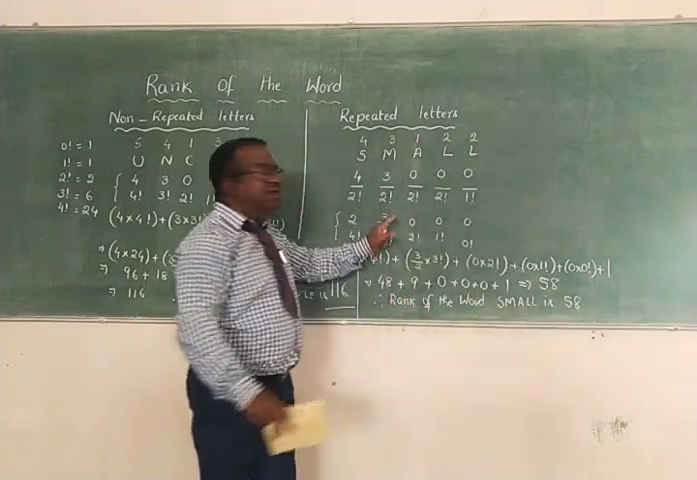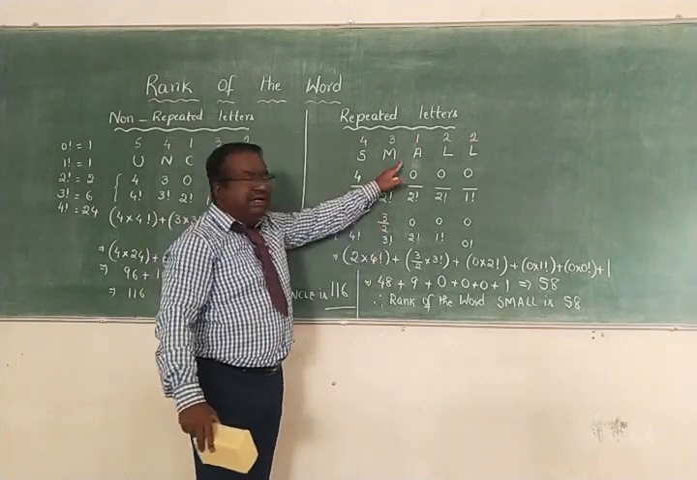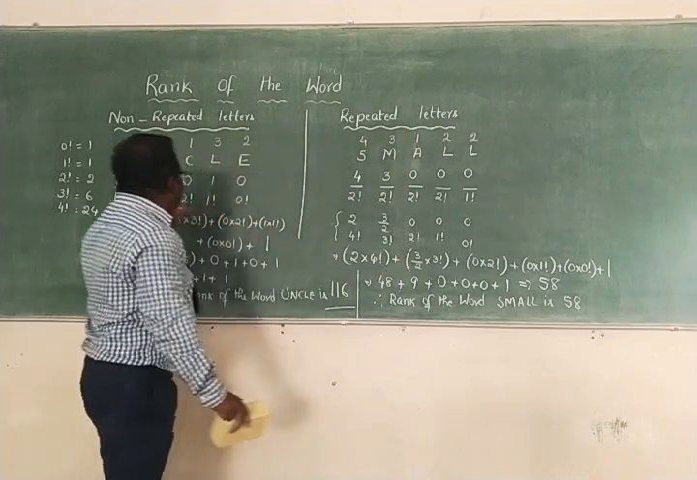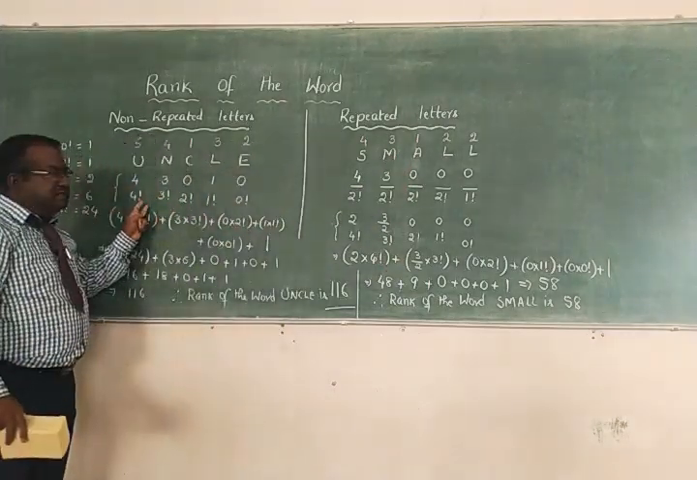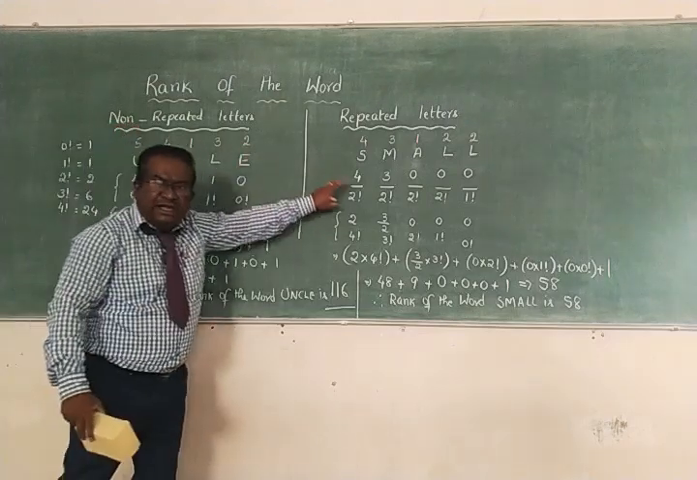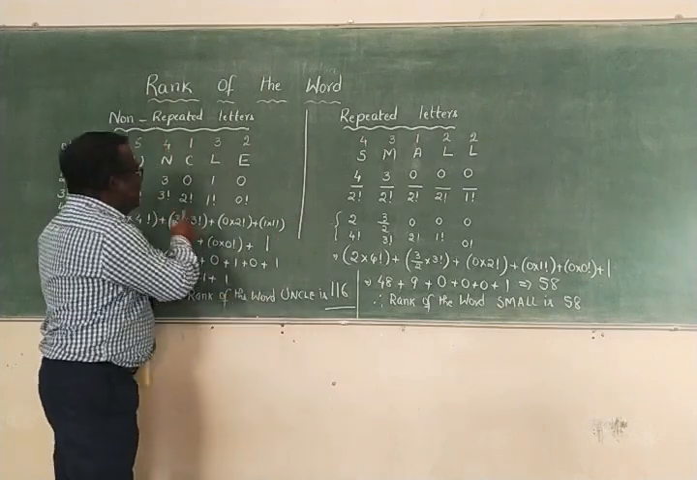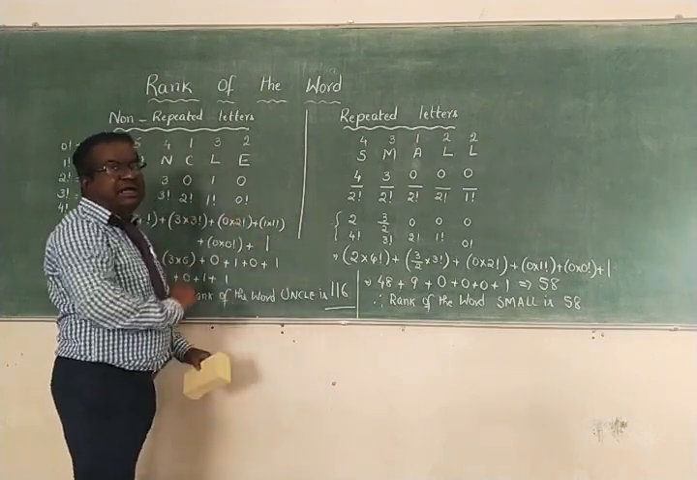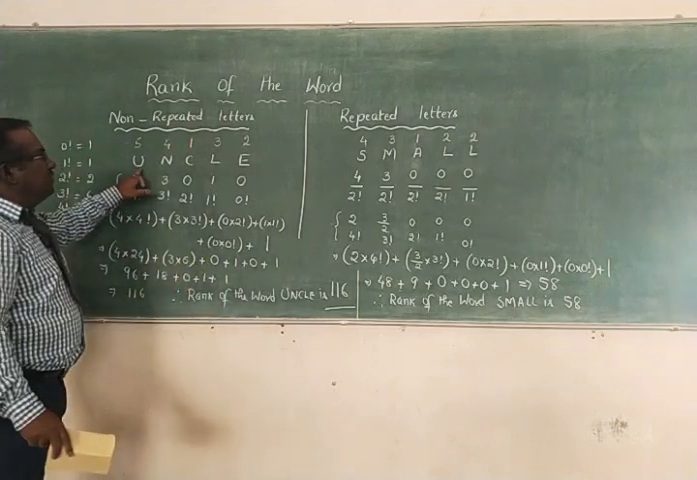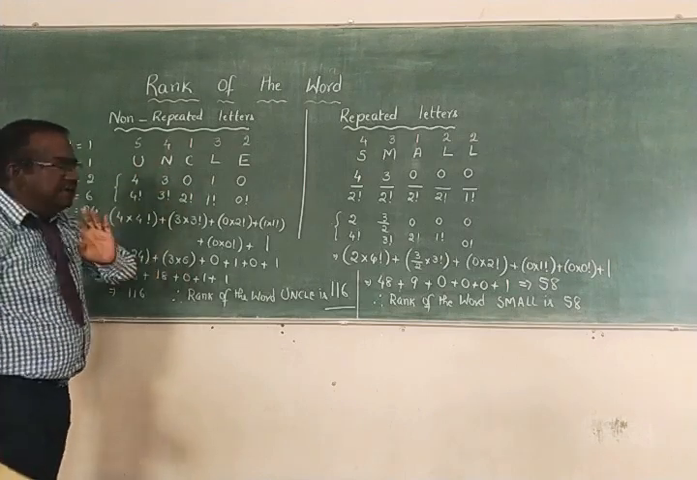This problem was given in the previous JEE exam, children. Repeated letters method, and here non-repeated letters. Here I explained the non-repeated, here repeated letters. Once again, briefly I am explaining the differences between non-repeated and repeated. Just see here, we took the word UNCLE. In this word there is no letter repeated.